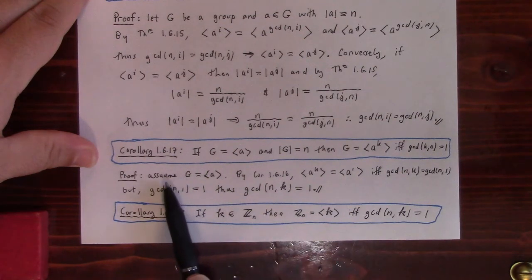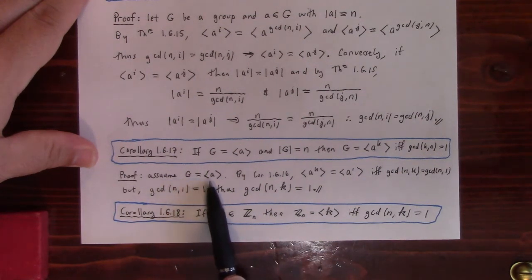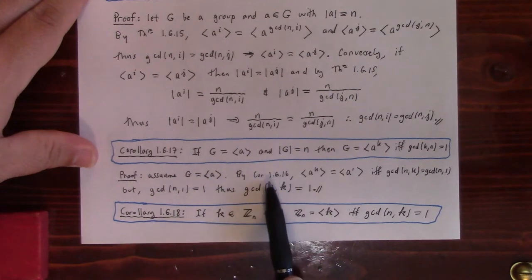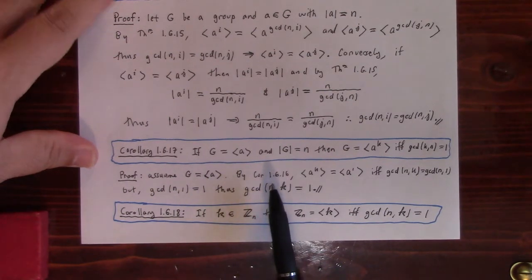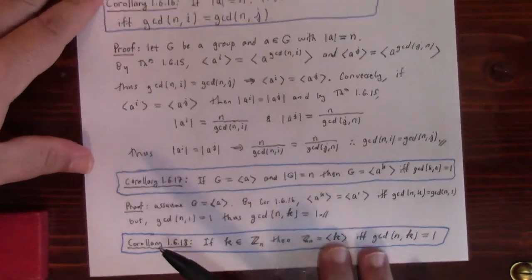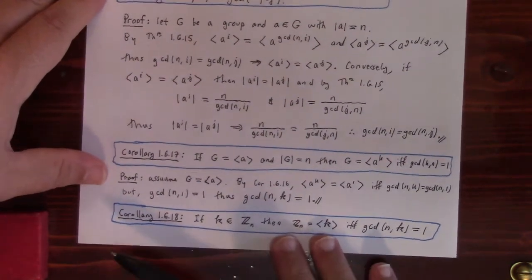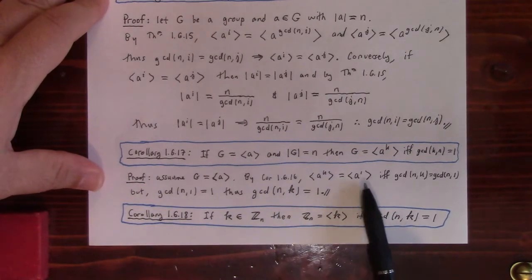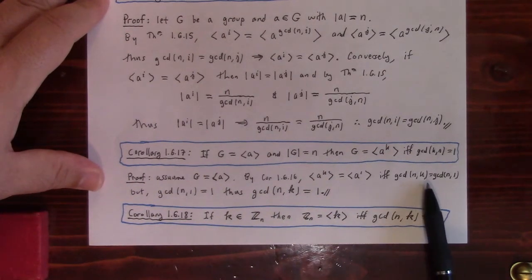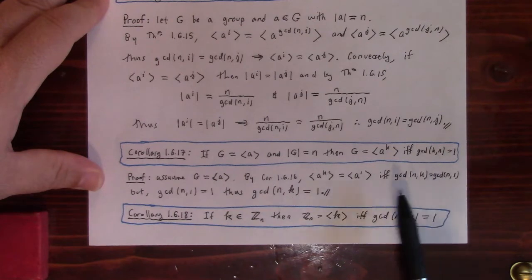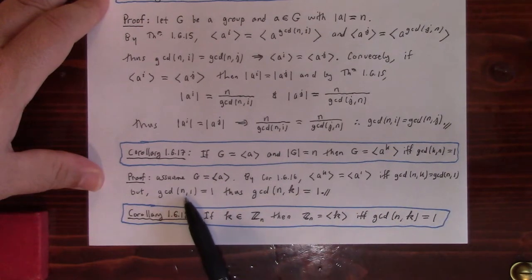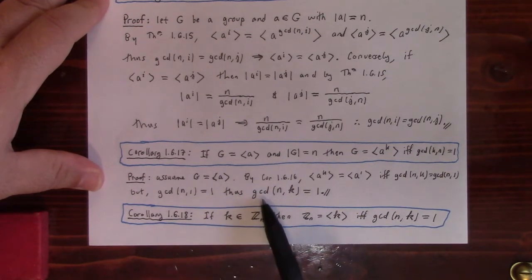All right. Proof is pretty straightforward. Assume G is generated by a. Then by the corollary right here, a to the k generates the same subgroup as a to the 1 if and only if the GCD of n and k is equal to the GCD of n and 1. But of course the greatest common divisor of n and 1 is 1, thus the greatest common divisor of n and k must be 1.